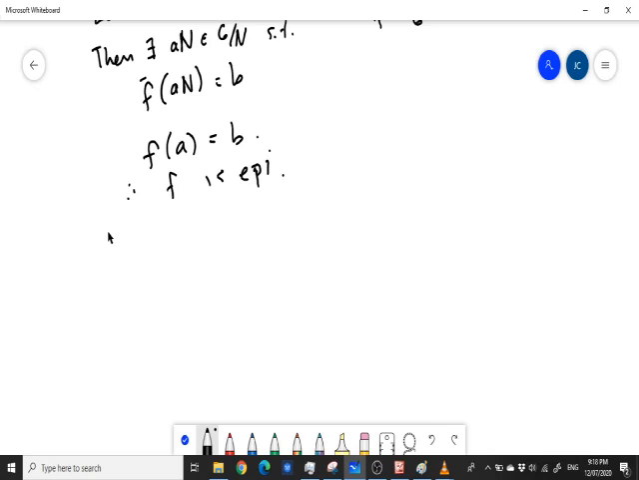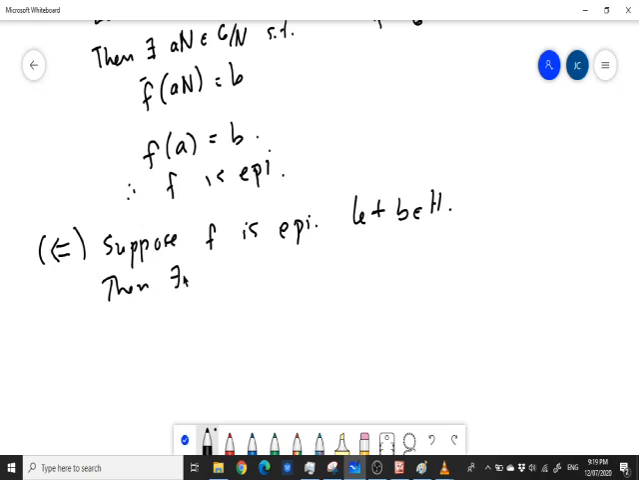On the other hand, suppose f is epi. So this is that direction. Okay. So let P be in H. They have the same codomain. So there exists A in G such that f of A equals P.